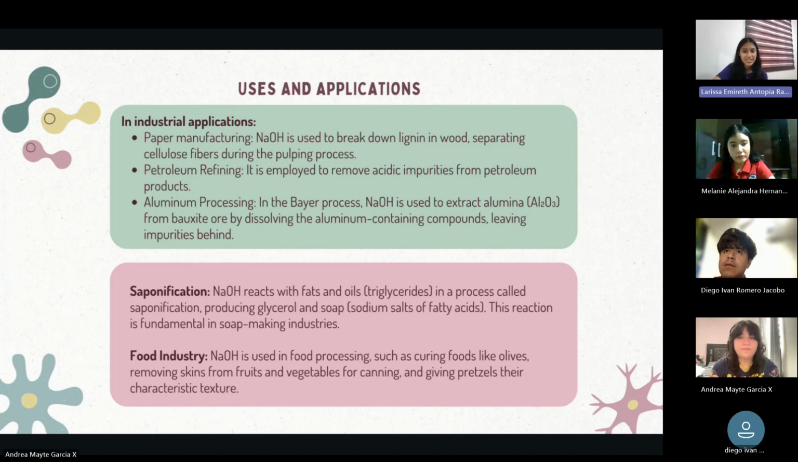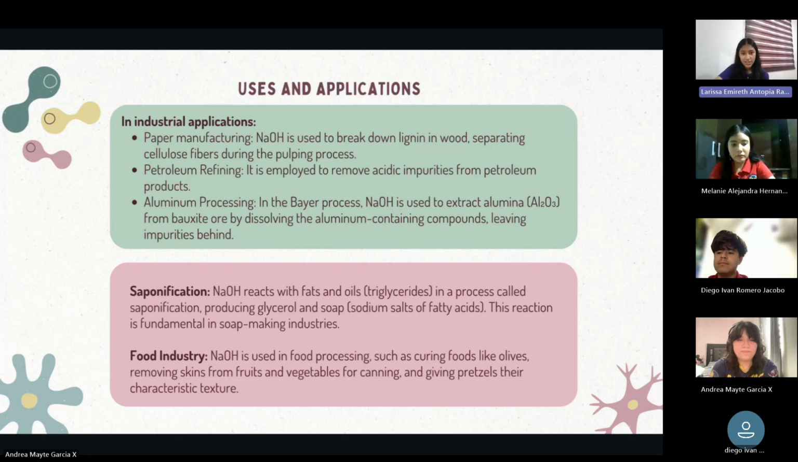In aluminum processing, it plays a key role in the Bayer process, where sodium hydroxide helps extract alumina from bauxite ore by dissolving aluminum compounds. Another important application is saponification, because sodium hydroxide reacts with fats and oils to produce soap and glycerol, and this process is essential for the soap making industry.